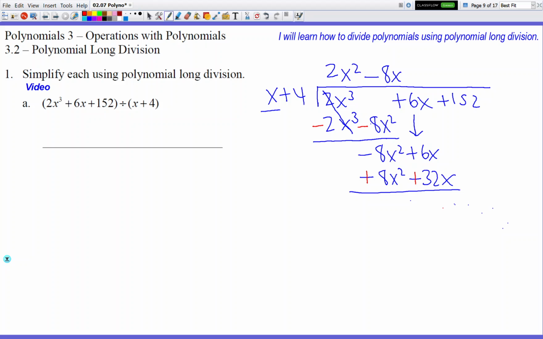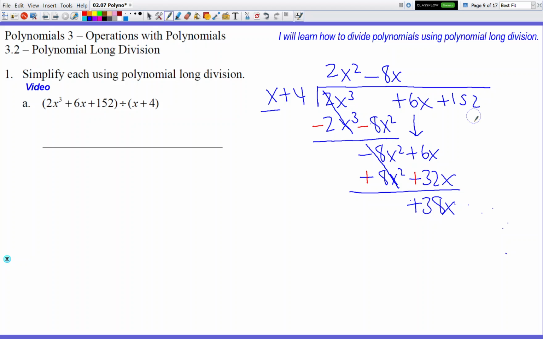Now that I've changed my signs, I can go back to just combining top and bottom. So when I combine top and bottom, negative 8x squared and positive 8x squared cancel out. And like I said, if this first column does not cancel out, you're doing it wrong. So you got to be sure that this first column cancels out all the time. Then I got positive 6x and positive 32x, and that's going to make positive 38x. Okay, so round 2 is done.